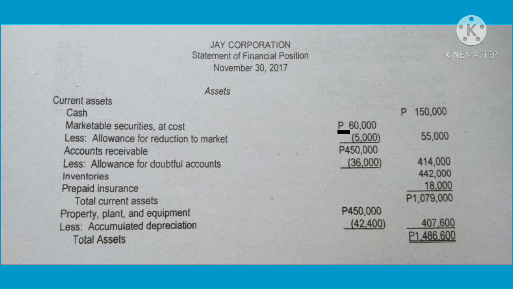So 60,000 pesos minus 5,000 pesos is equal to 55,000 pesos. Accounts receivable of 450,000 pesos is from the previous statement of financial position, less allowance for doubtful accounts of 36,000 pesos, which is the uncollectible receivables. So 450,000 pesos minus 36,000 pesos is equivalent to 414,000 pesos. Inventories is 442,000 pesos. It is composed of 430,000 of inventories from the previous statement of financial position plus the 12,000 pesos from the third correcting entry. Prepaid insurance of 18,000 pesos is also composed of 15,000 pesos of prepaid insurance in the previous statement of financial position plus 3,000 pesos from the fourth correcting entry.